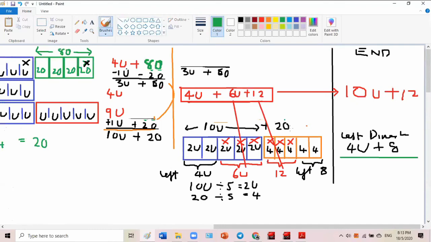10 units minus 4 units is 6 units. Then 12 minus 8 is plus 4 only. You subtract, right? 10 minus 4 is 6, then 12 minus 8 is 4. Do you understand what I mean?